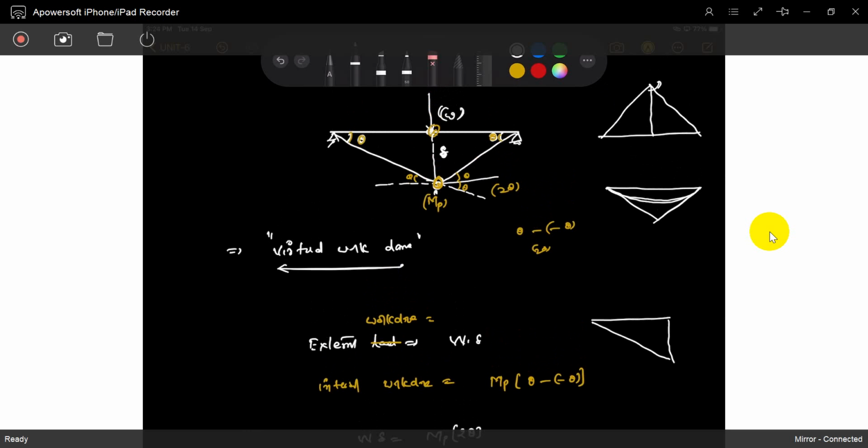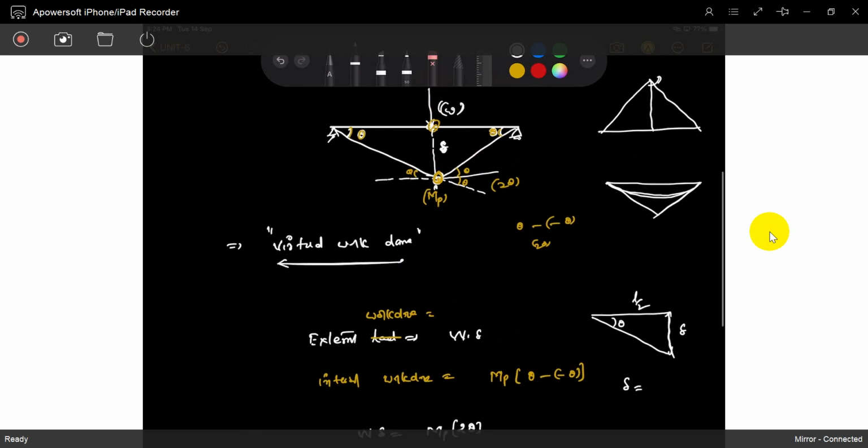These are all mechanism laws, not structural laws. This is L by 2. This is theta. This is delta. So what is delta? Delta is L by 2 into theta. Very small. If it is very small only, okay. Otherwise, this is the law, the perfect law. This is all L. This is L theta. You can take very small, very small deflection. You can apply like this. You can get it now. So that's it.